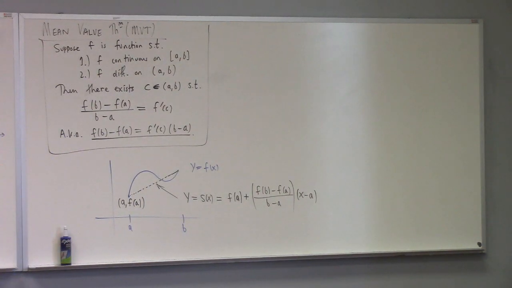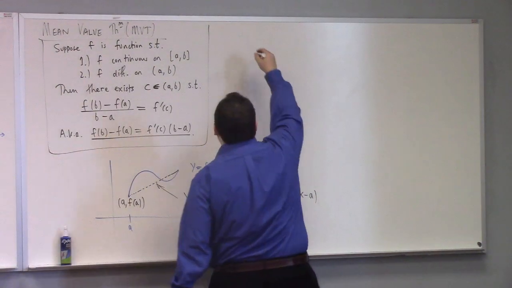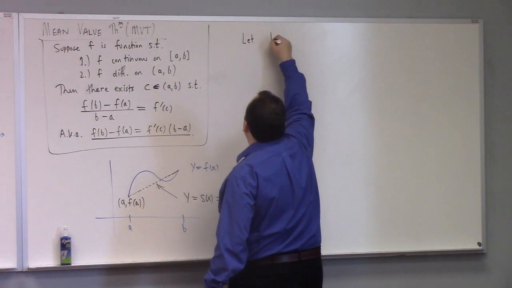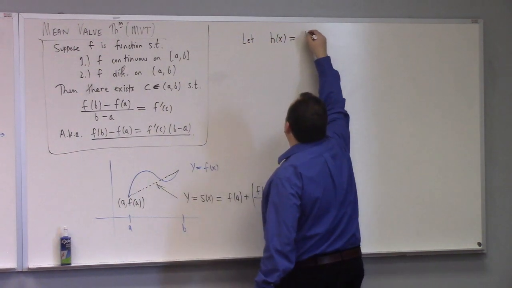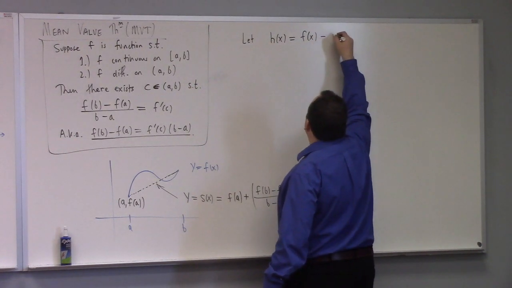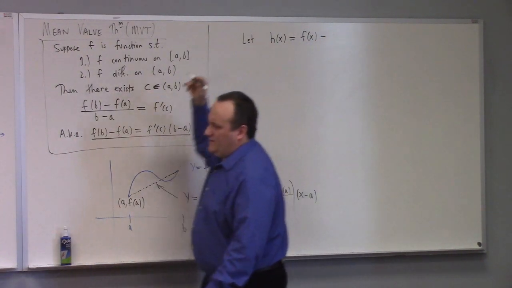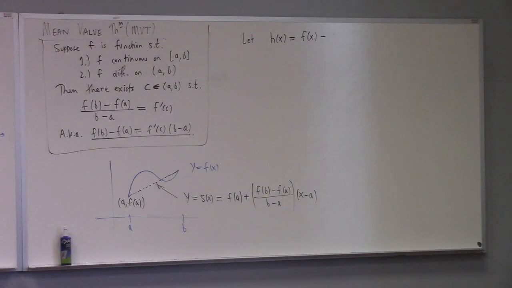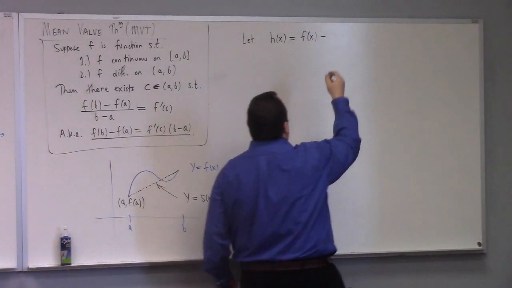Now the trick is to use that to construct a new function. We're going to call it h of x. So let h of x equal the function minus the secant function. I'm trying to follow my notes exactly. I have a very bad memory. Yeah, the function minus the secant function. So then what does that give us?